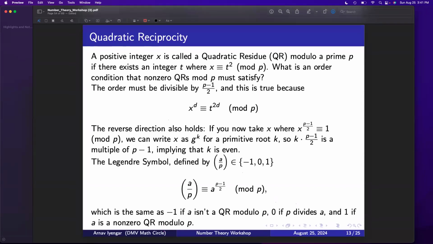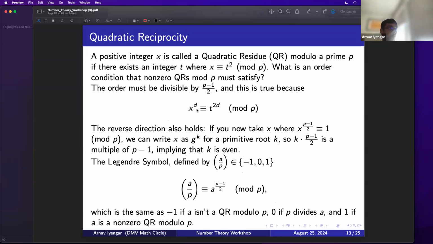Yeah, so now there's a symbol, the Legendre symbol, that'll determine whether a is a quadratic residue mod p or not. And it's defined by basically a to the power p minus 1 over 2, and that taken mod p. So as we've shown earlier, if a is a quadratic residue, this number is going to have to be 1. I mean, if it's non-zero.